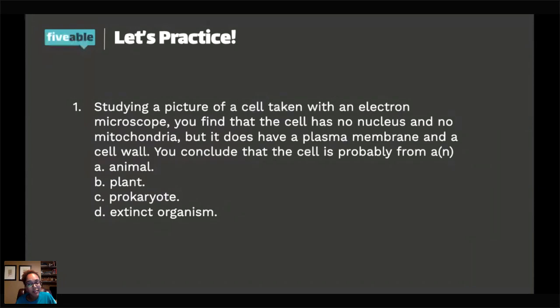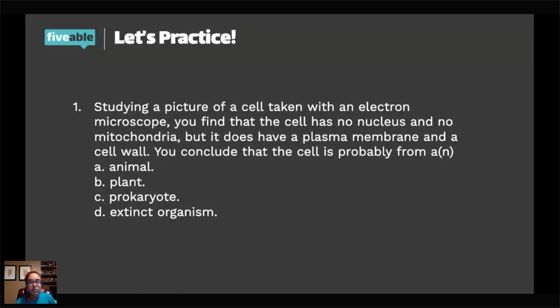Thank you, Zoe. Okay, so the answer is C, and I'll go through my thought process here. So it's definitely not D, right? Because extinct organism is completely irrelevant. That's just a distractor choice. So you can eliminate D. That is unrelated to the fact of these structures being present. And then you have animal, plant, and prokaryote left.